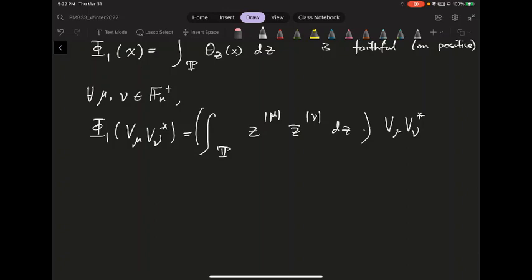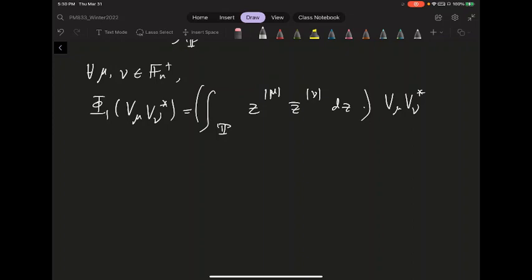And that's just, if you observe this, if mu and nu have different lengths, then this integral evaluates to 0. It's really similar to what we had in the abelian case. So if their lengths are different, this is equal to 0. And if their lengths are the same, then this is equal to v mu v nu star.